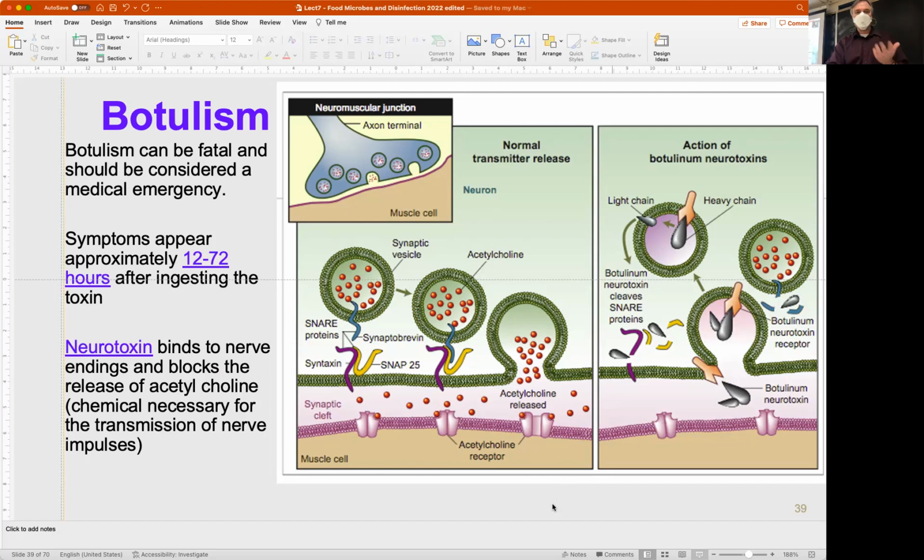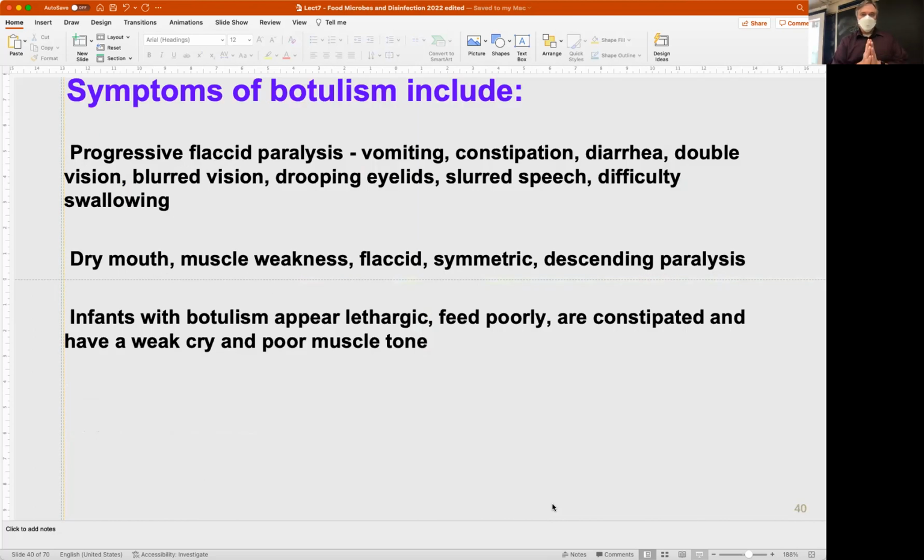If you suspect that you do have a botulinum infection, it can be fatal. So it should be considered an emergency. And you can have symptoms. The lethargy and muscle tone loss can happen within 12 hours to 3 days. Okay, so symptoms: progressive flaccid paralysis. That means that the more infected you get, the more flaccid, the less your muscles work.